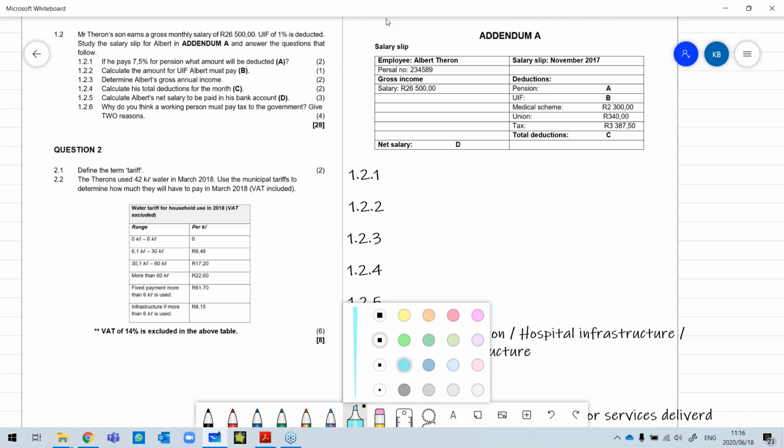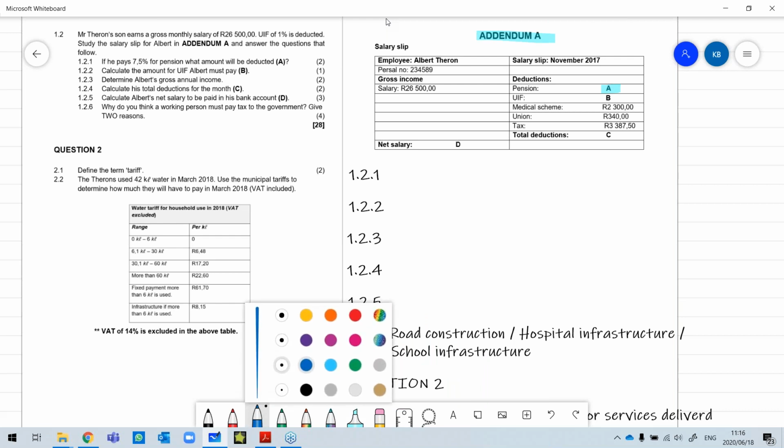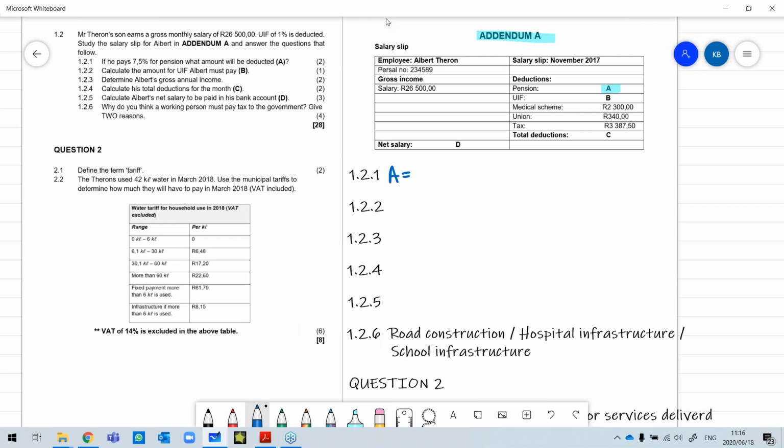So first of all, over here is Addendum A. They want us to determine the value for A, which is his pension fund. And as it says, his pension fund is 7.5% of his gross salary or his gross income. So we are going to multiply the salary by 7.5% written as a fraction. Type that into your calculator and you will get an answer of 1,987 Rand 50 cents.